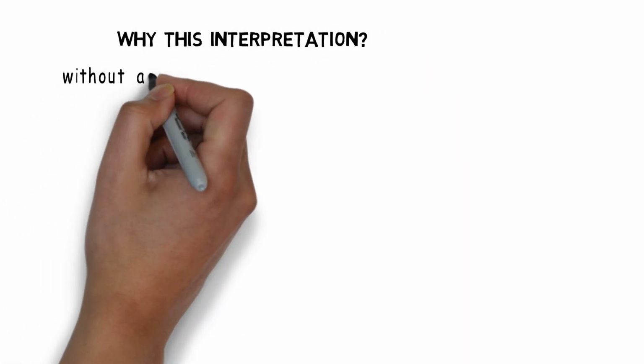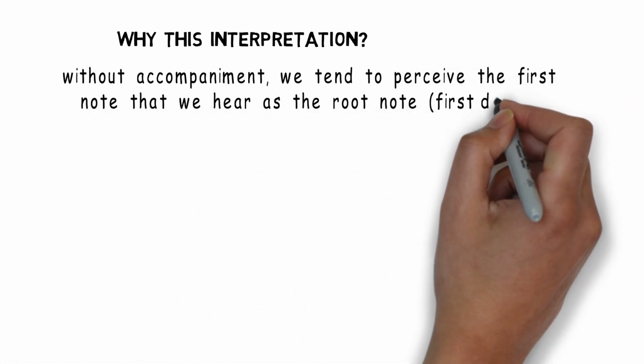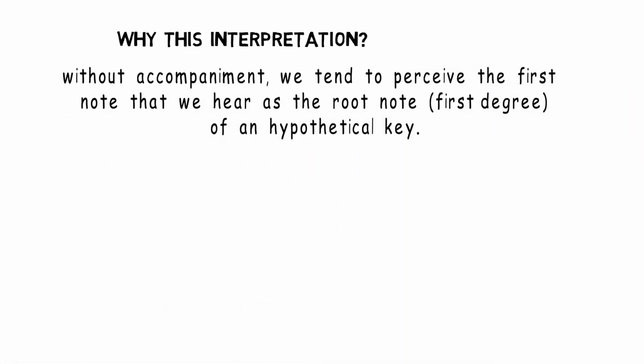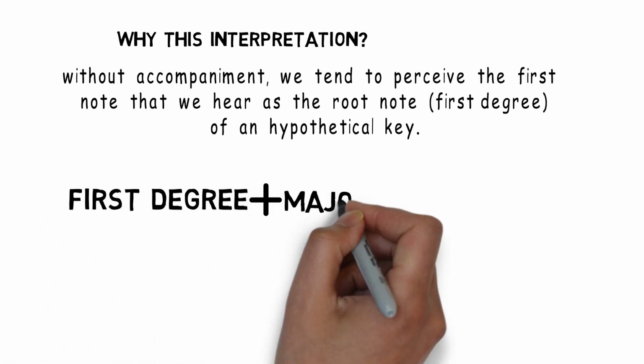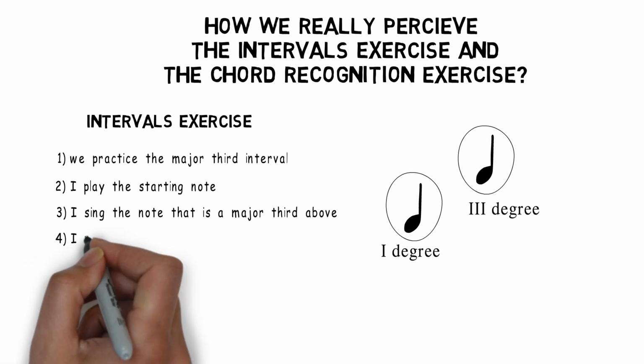Why this interpretation? Because every time that we listen to a single note without accompaniment, we tend to give it the color of the first degree. Since the second note I played is a major third above, it will naturally come to my mind the sound and feeling of the major scale, that represents the major key. I go on with the exercise.